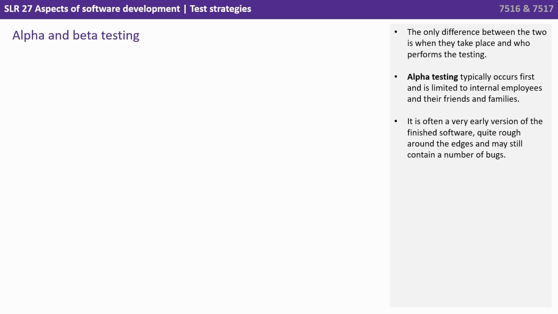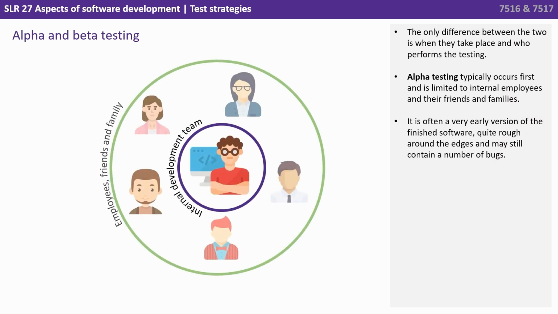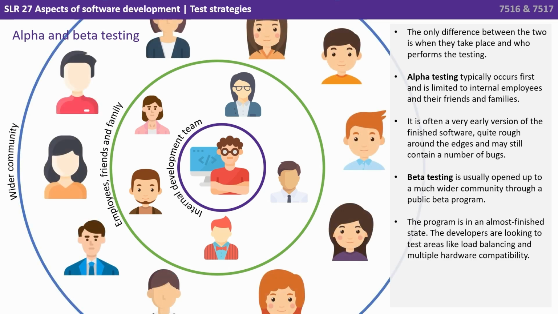Alpha testing typically occurs first and is limited to internal employees and their friends and family. It's often a very early version of the finished software, quite rough around the edges and may still contain a number of bugs. Beta testing is usually opened up to a much wider community through a public beta program. The program is in an almost finished state. Developers are looking to test areas such as load balancing and multiple hardware compatibility.